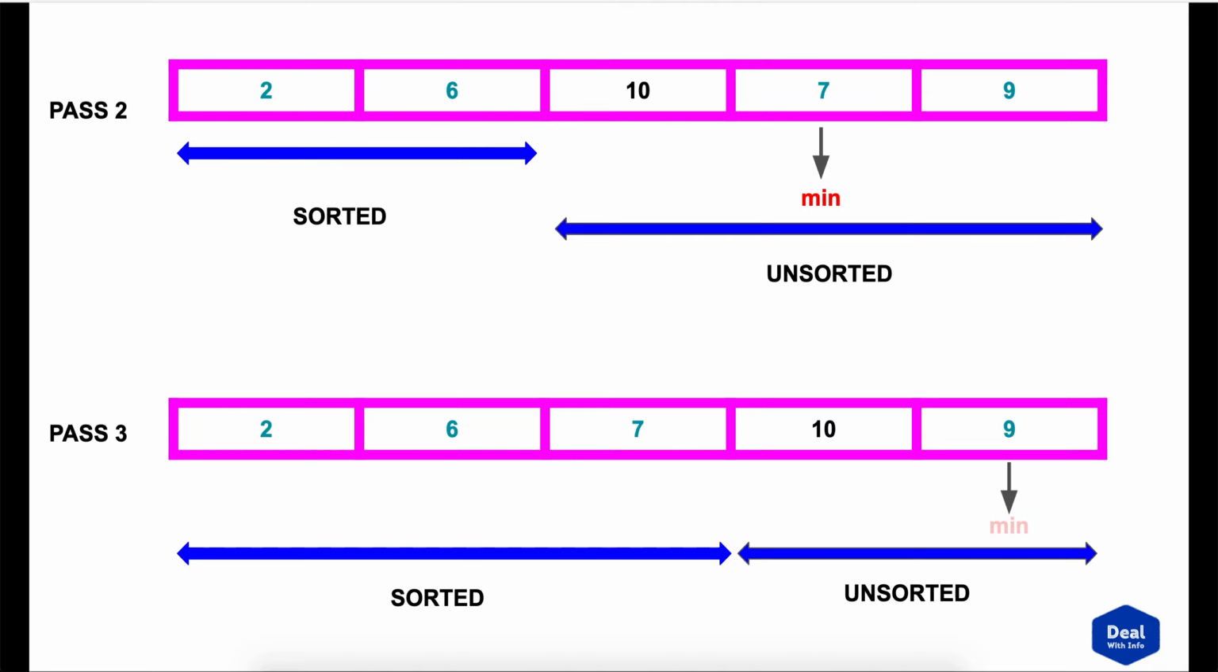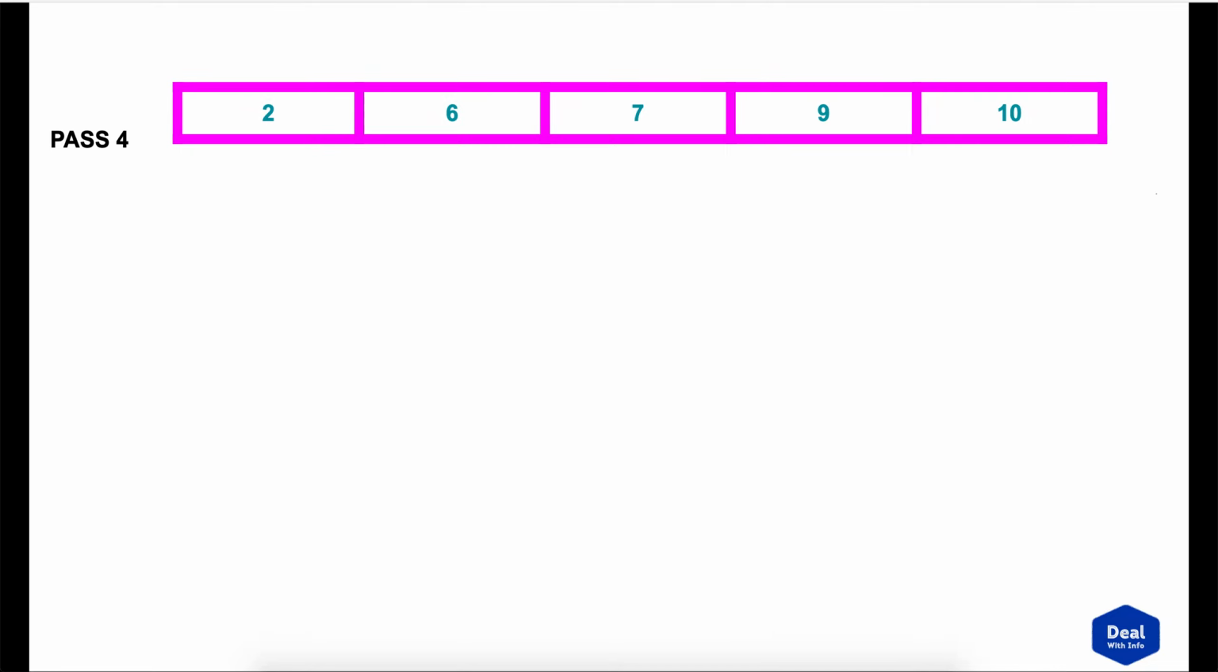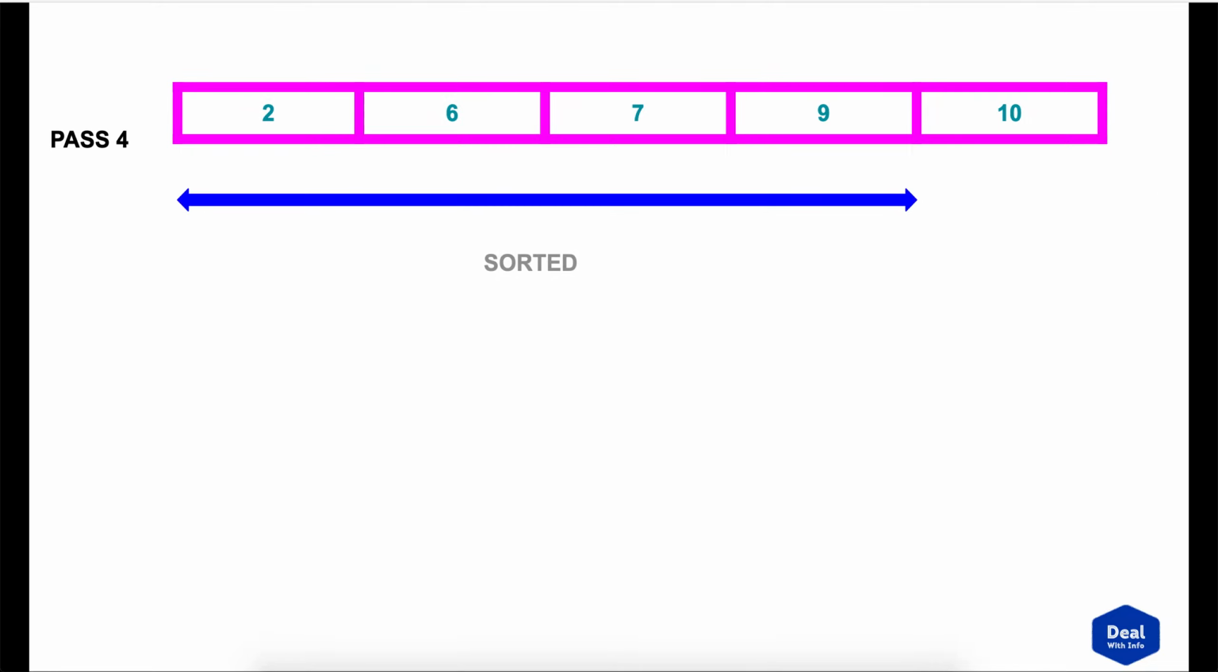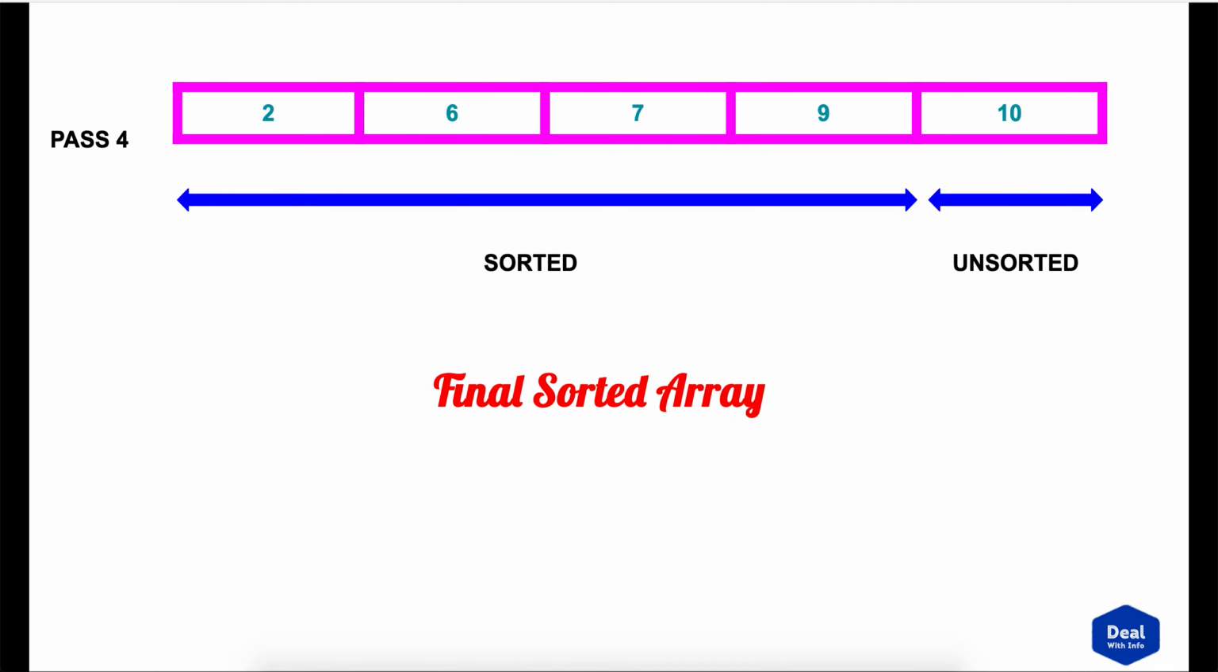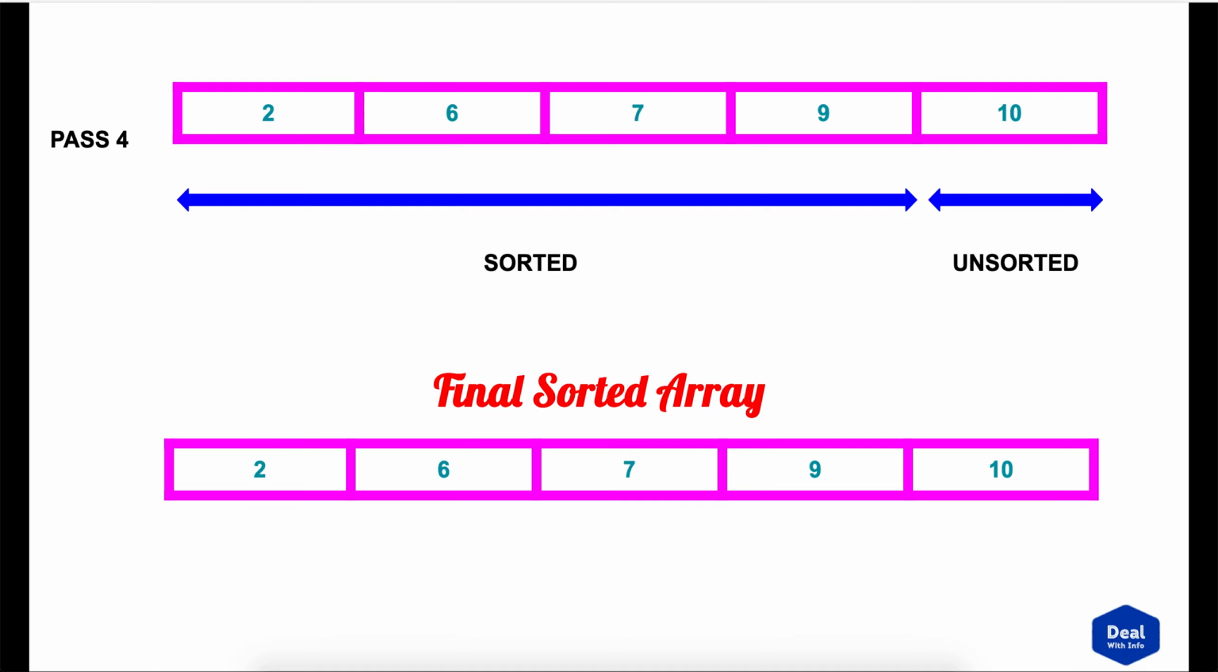Again, you need to identify the minimum element here. 9, which is the minimum element, will be pushed to the first part of the unsorted subarray. Here we will be having the sorted subarray as 2, 6, 7 and 9. At the end of pass 4, 10 will be in the unsorted subarray. As you can see here, there is only one element in the unsorted subarray. If there is only one element in the unsorted subarray, it is always assumed to be a sorted one. Hence, the final sorted array will be looking like this: 2, 6, 7, 9 and 10. This is how selection sort works, guys.